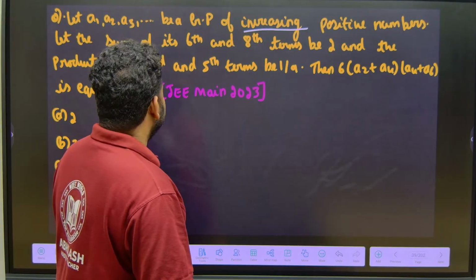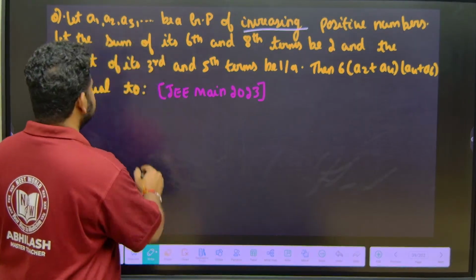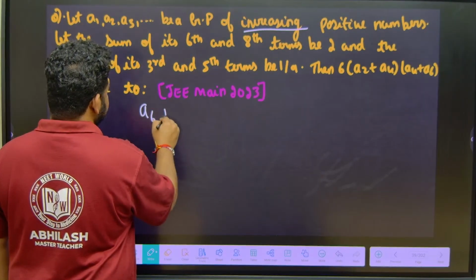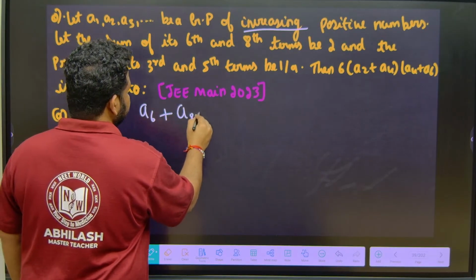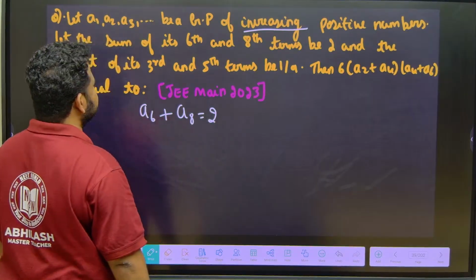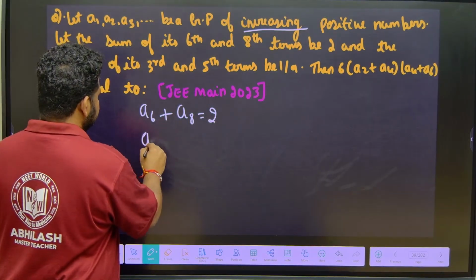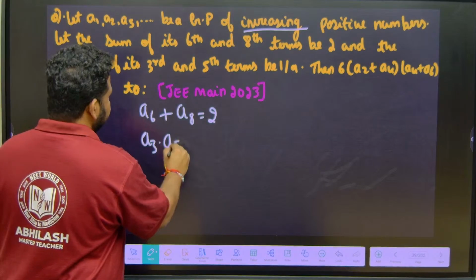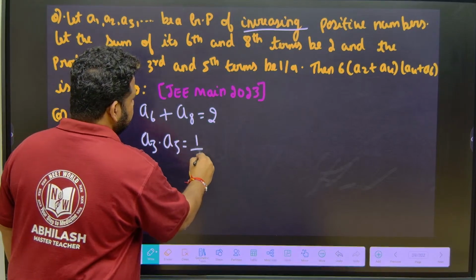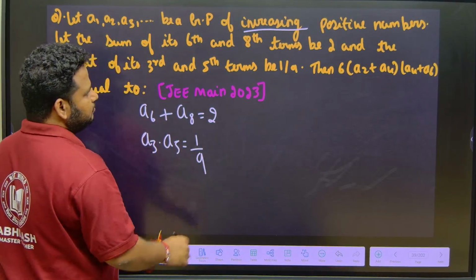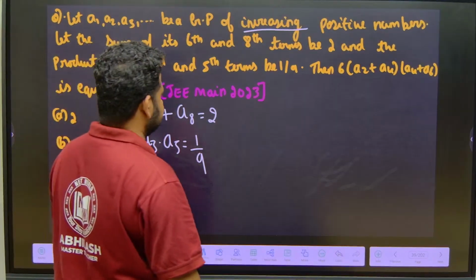So next they are telling: let the sum of its 6th term and 8th term, that is A6 plus A8, be equal to 2, and the product of its third term and fifth term be 1 by 9. Then they are asking us for 6 times (A2 plus A4) into (A4 plus A6), that is what they are asking.